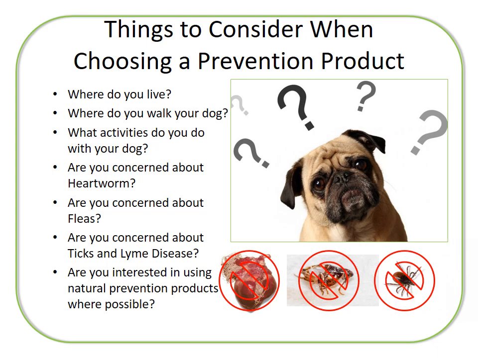What are some items you should consider when choosing a prevention product for the season? Top on our list include: where do you live? Do you live in an area that is endemic for heartworm or ticks? Where do you walk your dog? Do you like to go hiking in the woods, walking on trails, or do you stick mainly to the city streets? What activities do you like to do with your dog? Do you go hunting or hiking or camping, or does your dog spend most of the time indoors as a couch potato? No judgment here.